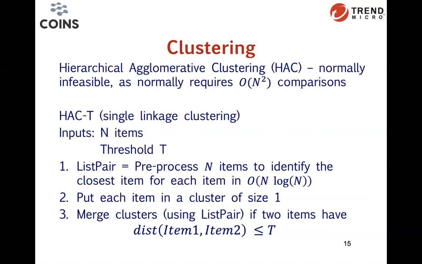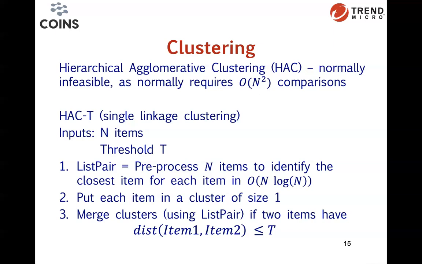Then we start the clustering process. Step 2, we've just put every item into a cluster of size 1. Then we go through each distance from 1 to t. We use the list pair data structure. We go through the list of items that are 1 apart and we merge those clusters. Then we go through the list pair for distance 2, 3, up to distance t.